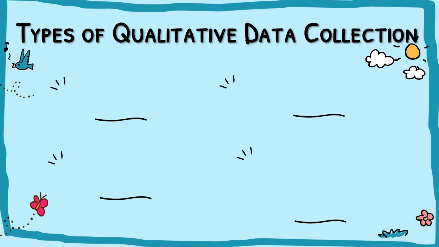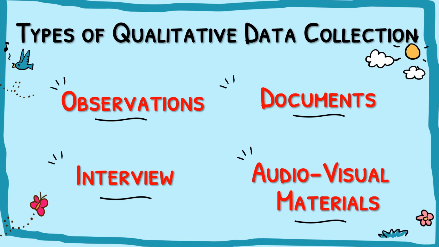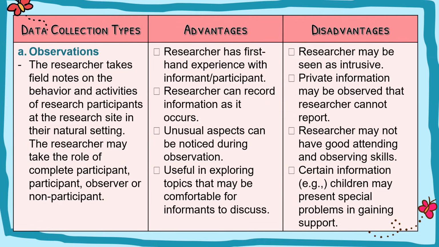Aside from what is presented earlier, the following are the different types of qualitative data collection, which are observations, interview, documents, and audiovisual materials. The first type of data collection is the observations or participant observation. In this kind of data collection method, the researcher takes field notes on the behavior and activities of research participants at the research site in their natural setting. The researcher may take the role of complete participant, observer, or non-participant. The following are the different advantages and disadvantages of observations.